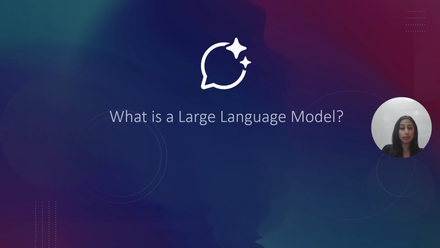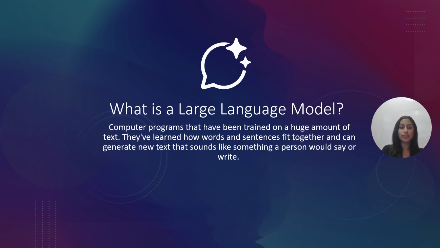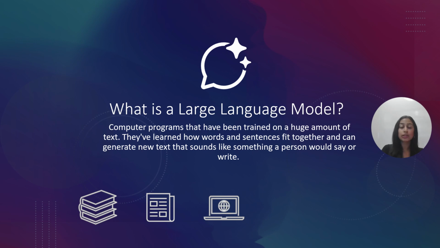And what are large language models? Well, large language models are computer programs that have been trained on massive amounts of public data, including books, articles, and websites, to learn language, context, and meaning. They've learned how words and sentences can fit together and can generate new text that sounds like something a person such as yourself or me would say or write.